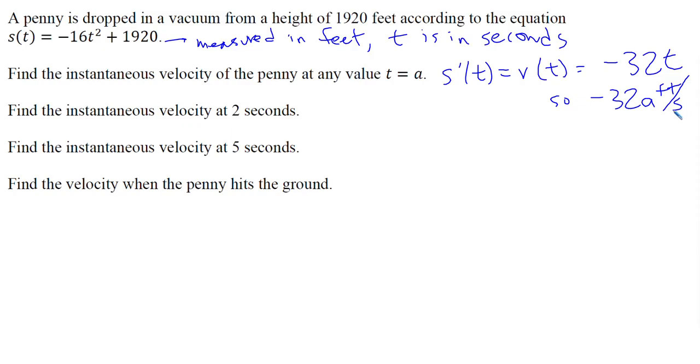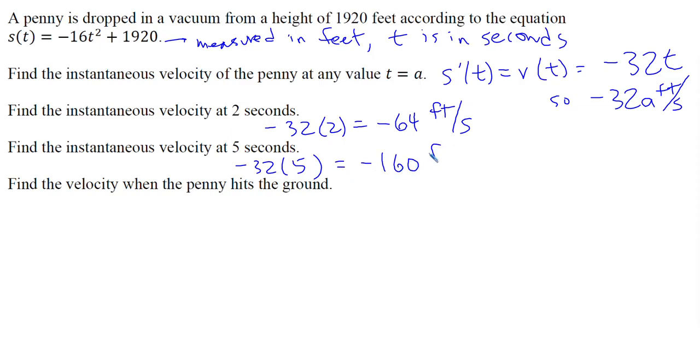To find the instantaneous velocity at 2 seconds, we just need to evaluate that when t is 2. So that'll be negative 32 times 2, or negative 64 feet per second. To find the velocity at 5, we'll just evaluate negative 32t when t is 5. Well, 32 times 5 is 160, so that'll be negative 160 feet per second.